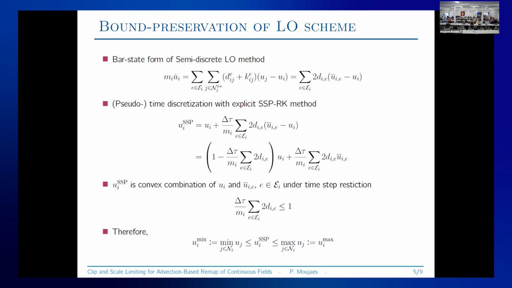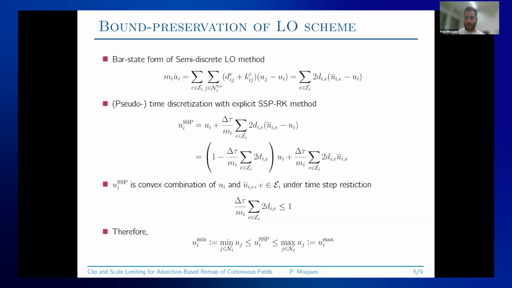And now discretizing with a strongly stability preserving Runge-Kutta method, and looking at a Euler step, we can rewrite this whole formulation such that we can quite easily see that if this is smaller or equal than 1, then we get a convex combination. So basically the Euler stage is a convex combination of the stencil of the old time step, and thus we obtain this bound preservation property.